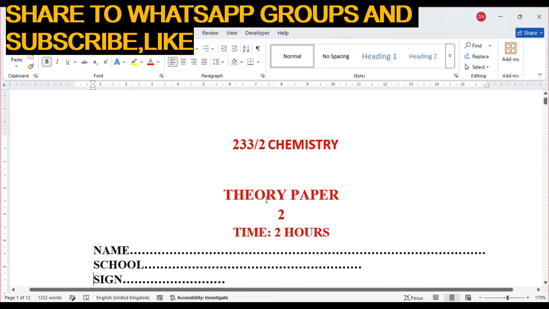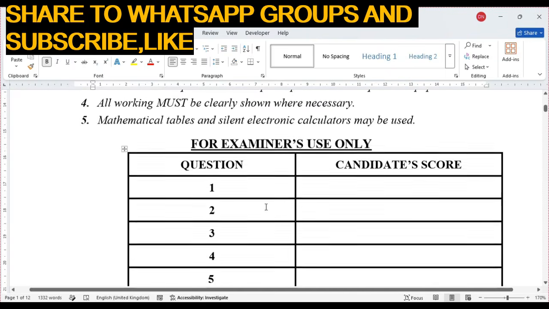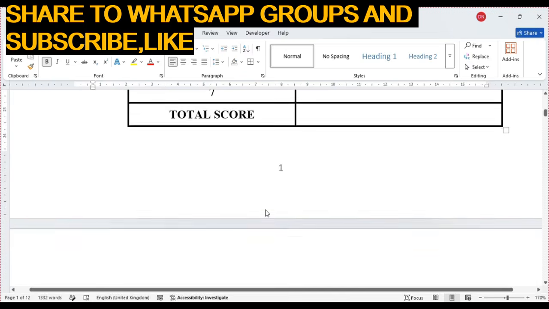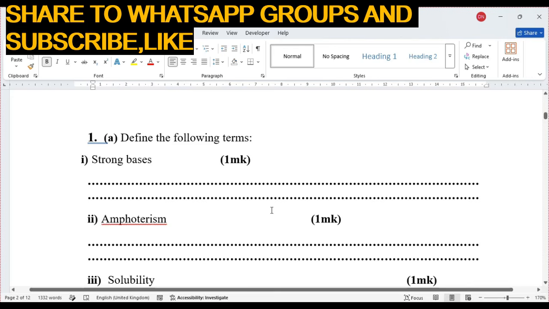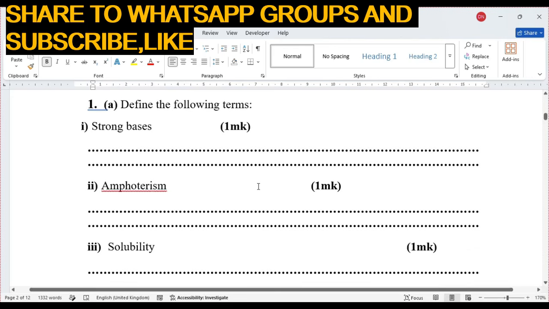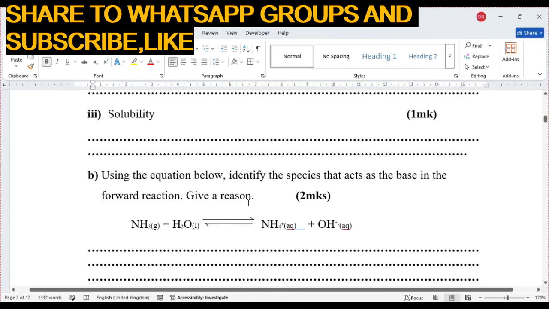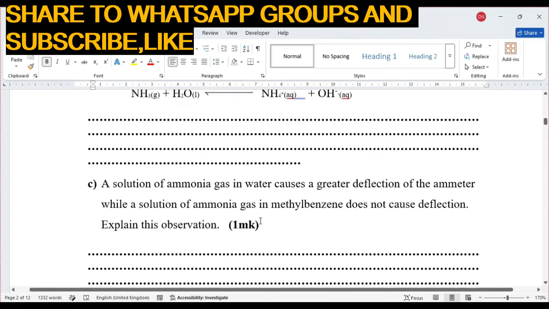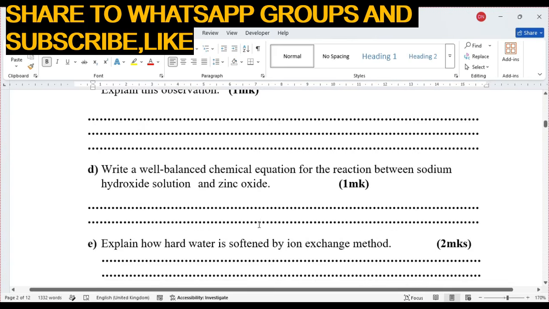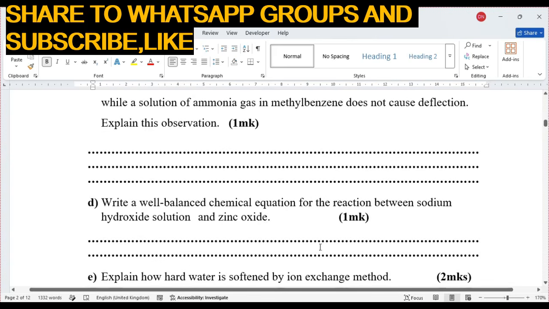Allow me to take you through chemistry paper 2, July-August mocks. Question number 1. Define the following terms. Strong bases. What is a strong base? Amphoterism, solubility. So those are the terms. Then, using the equation below, identify the species that acts as the base in the forward reaction. Give a reason. You can see this is topic 1 in Form 4, acids and bases, which comes with the curves of solubility.